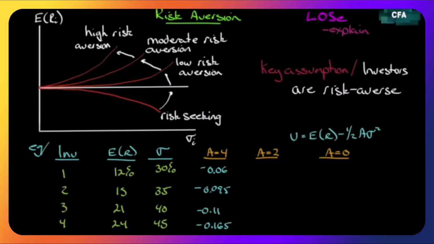Well, remember now, we're trying to maximize our utility. That's what we're trying to do. We just figured out what our utility is from each of these. We want to maximize our utility. Well, they're all negative. But this is the least negative, which means that is the greatest number. So if we were risk-averse, we would select investment number 1. But we're risk-averse here. We got a score of 4.